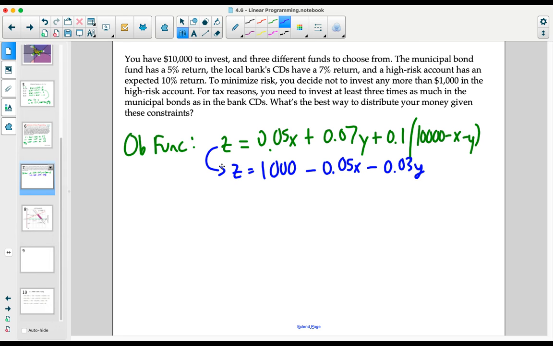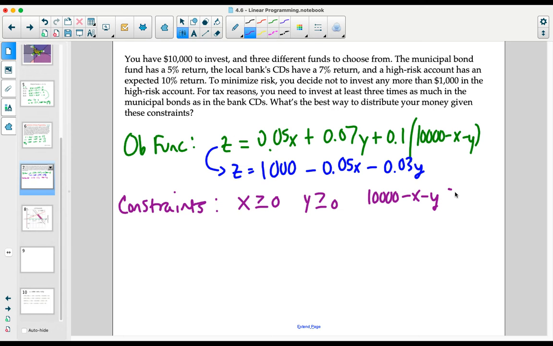All right, now it's time to write some of our constraints, and we have a lot of different requirements for this particular situation. Requirement number 1 is we know that all of the amounts of investments need to be non-negative. So we're going to say that X needs to be greater than or equal to 0, Y needs to be greater than or equal to 0, and 10,000 minus X minus Y needs to be greater than or equal to 0. If we want to rewrite this one as an easier to graph linear inequality, we can solve it for Y and say that Y is less than or equal to 10,000 minus X.